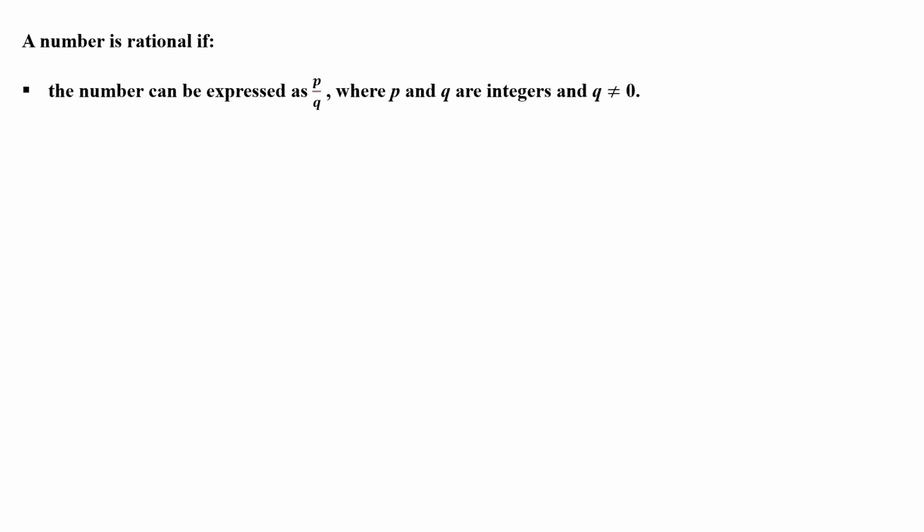So we have already studied that a number is rational if it can be expressed in the form of P by Q, where P and Q are integers and Q should not be equal to 0. This we have already seen, right? From grade 7 we are studying rational numbers, and this is the basic definition. Even the number 2 is a rational number because 2 can be written as 2 by 1. So it is in the form of P by Q and my Q is not equal to 0.